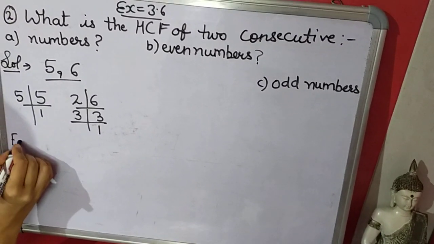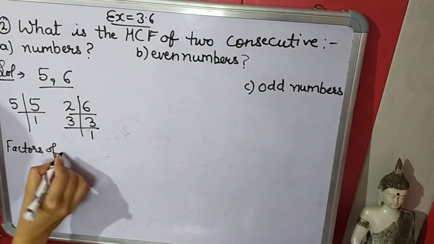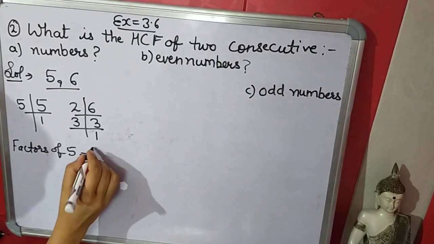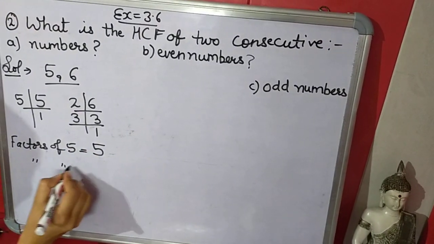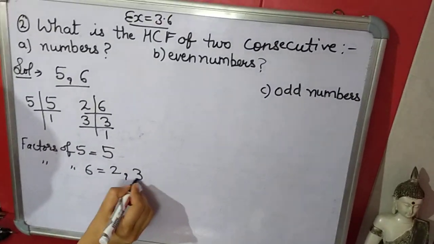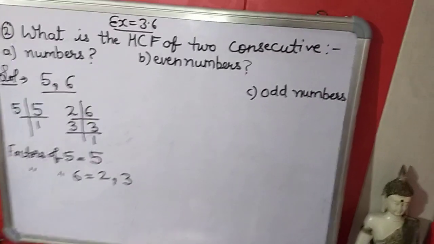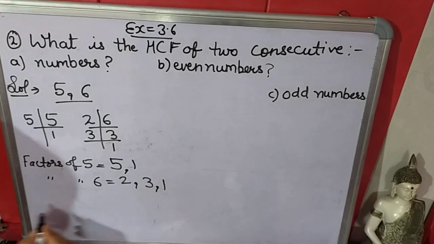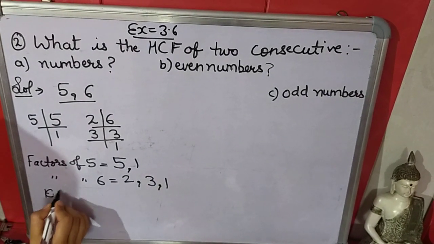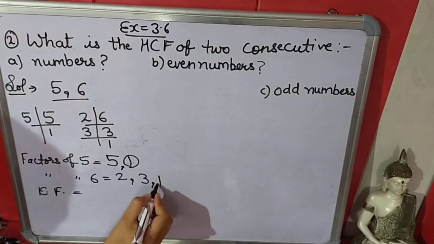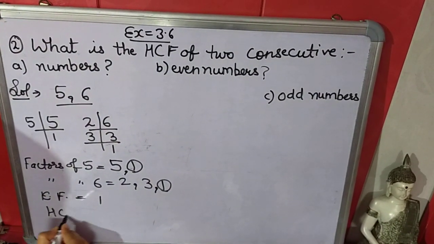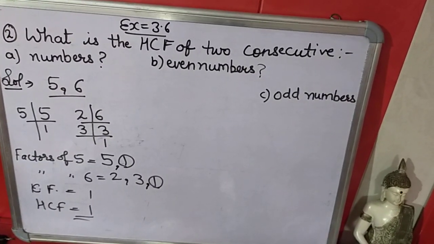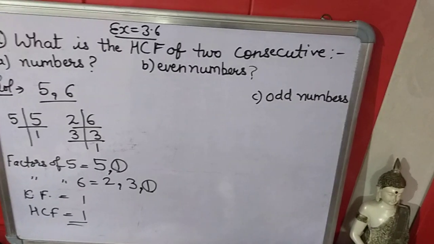Now factors of 5 is 5, and factors of 6, 2 and 3. So we will take 1 also, because 1 is also a factor. Now what we will write: common factor. Common factor is 1 here, so HCF will be 1. So remember, when we take HCF of any two consecutive numbers, then HCF will be 1.